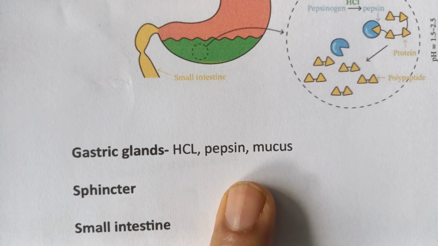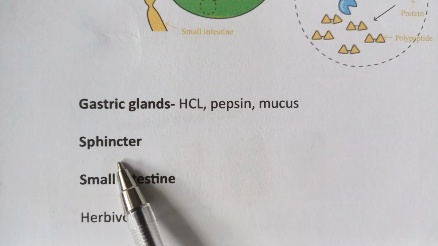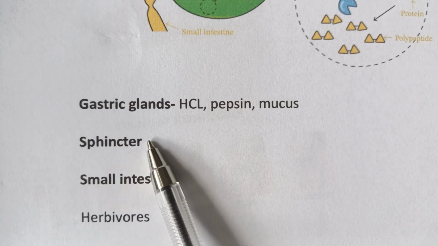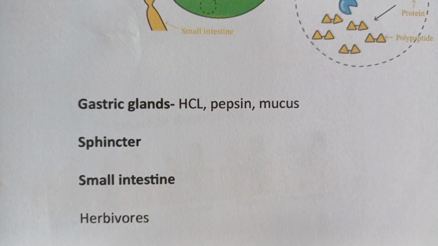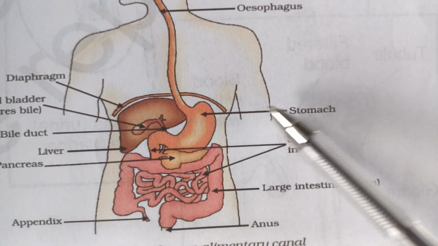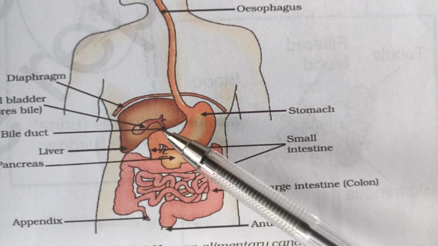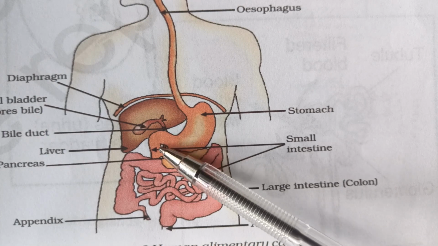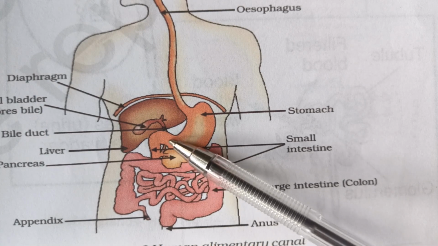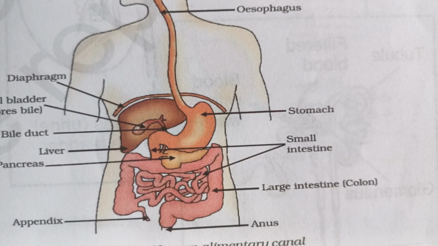Okay, now from the stomach, the food enters the small intestine, and between the stomach and small intestine there is a sphincter, that is a small constriction that controls emptying of the food from the stomach into the small intestine. So this is the small intestine, and that's where the sphincter lies. There is a small constriction that controls the passage of food from the stomach into the small intestine.